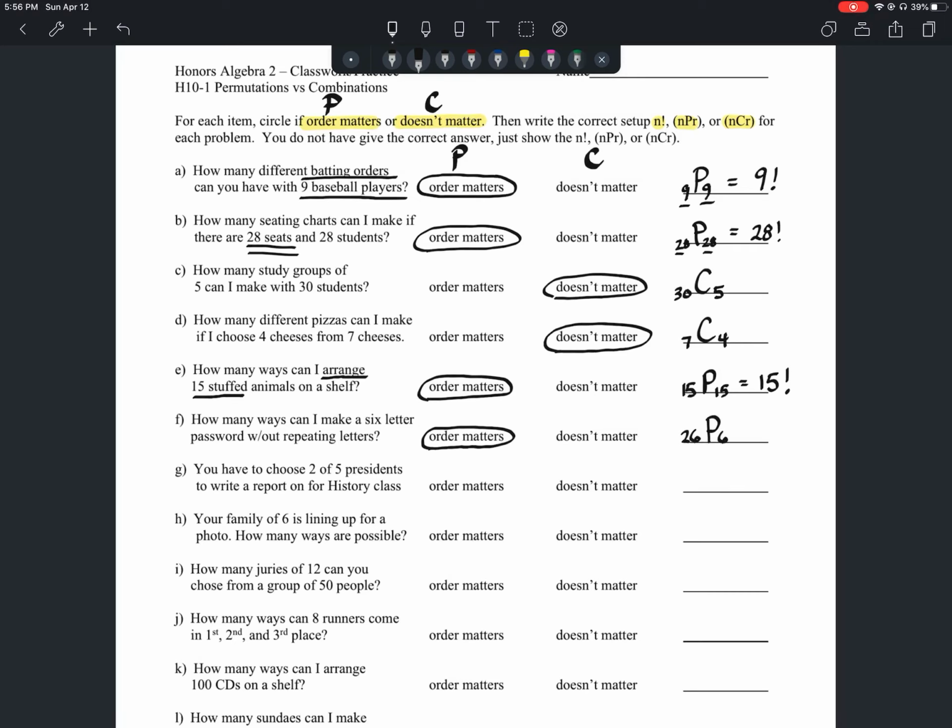Now with this one, we will not be able to write a factorial because N and R are not the same. So this one, this is our answer.